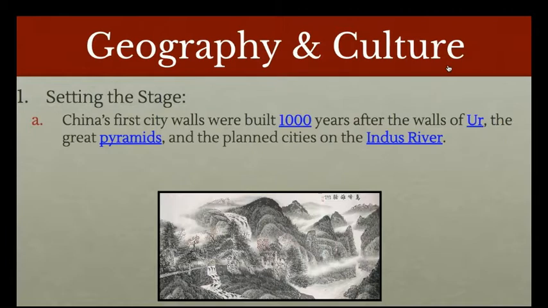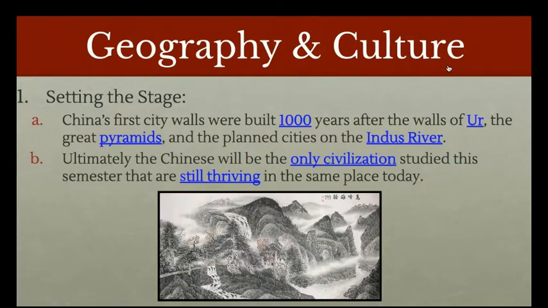The people in Egypt, they're gone. The people in Sumer, they're gone. The people in the Indus River Valley civilization, they're gone. But not the Chinese. Though they come just a little bit later than those other groups, they're still at it today. So ultimately, the Chinese will be the only civilization studied this semester that are still thriving in the same place today. And that's pretty cool.